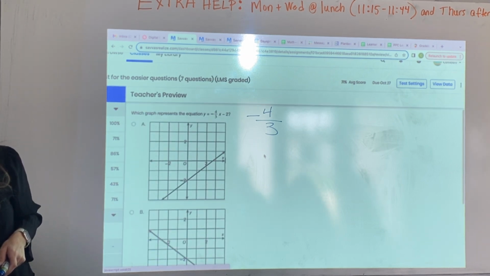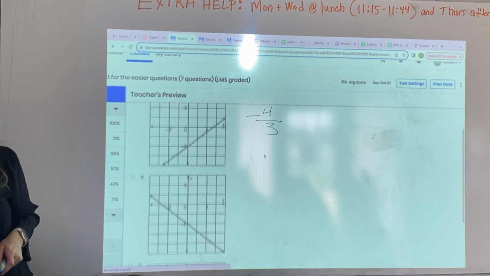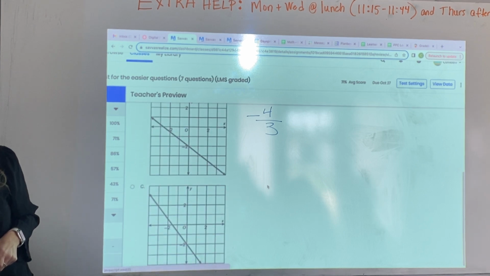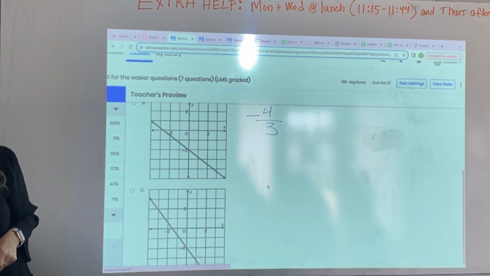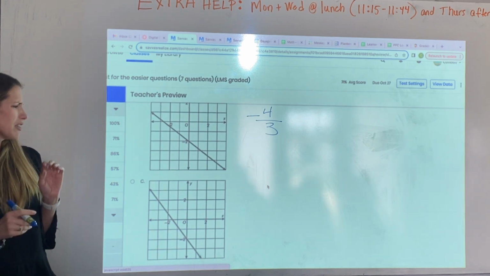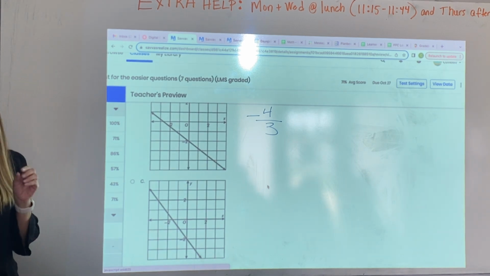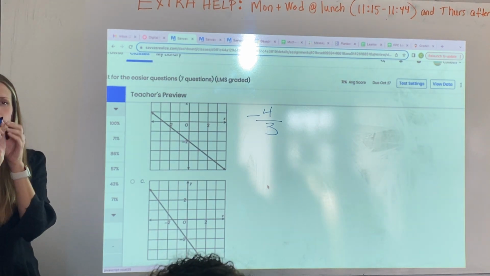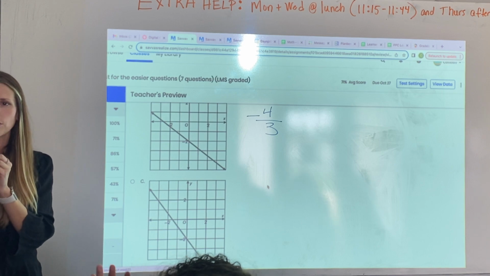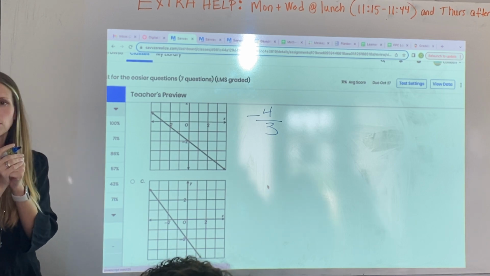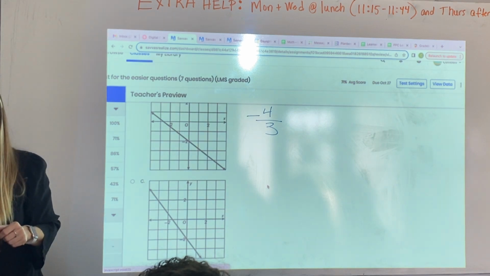Can we eliminate any of these? A, why? Because it's positive. Yes, the slope is positive for A, so A is not the right choice. Let's look at B and C. They're very, very similar, right? They almost look like the same line, but one slope is a little bit steeper. So where should we start so that we can count our slope and match it up? Shouldn't you go down 3?